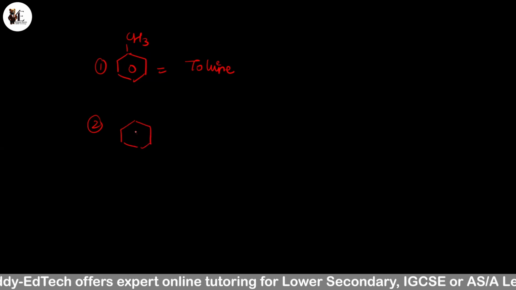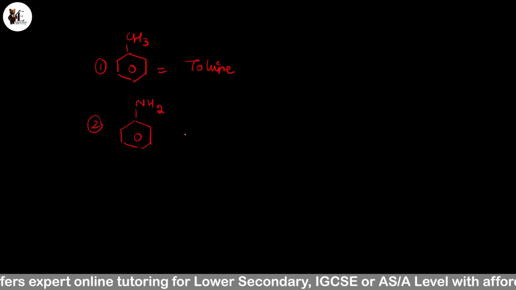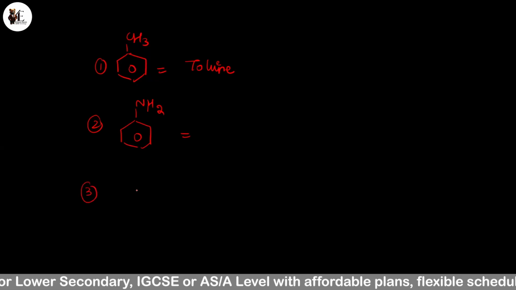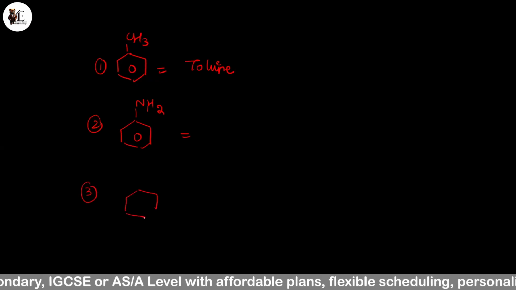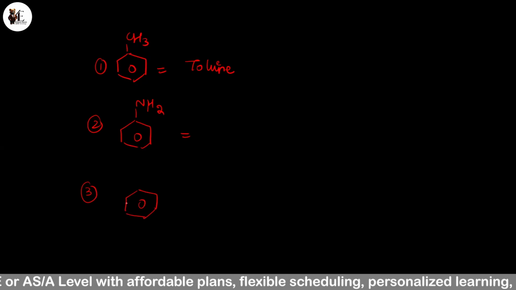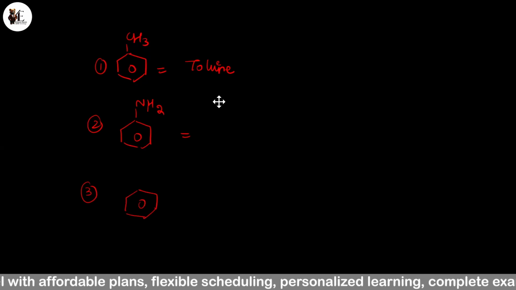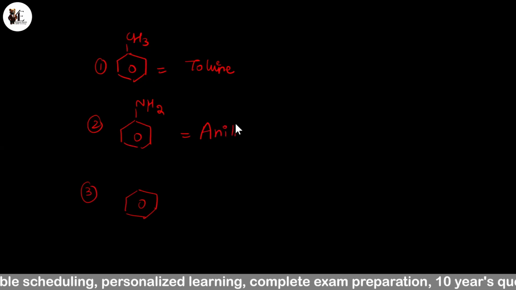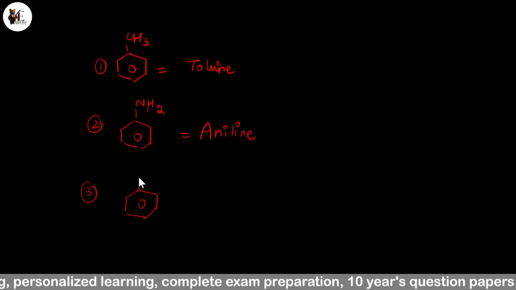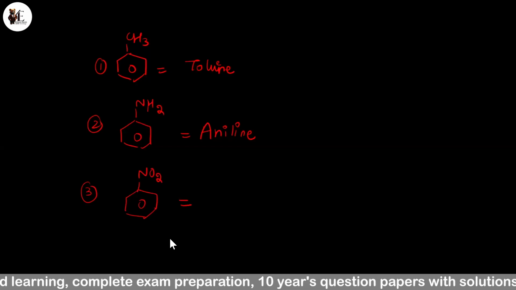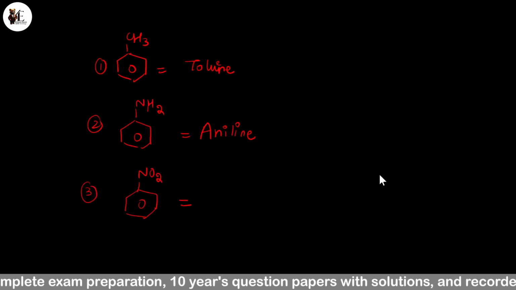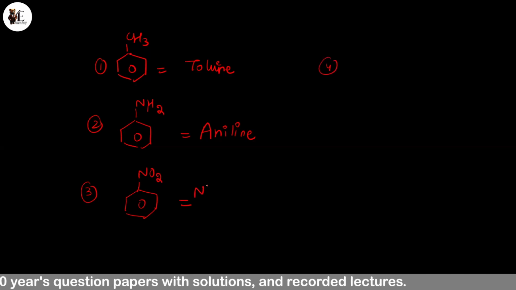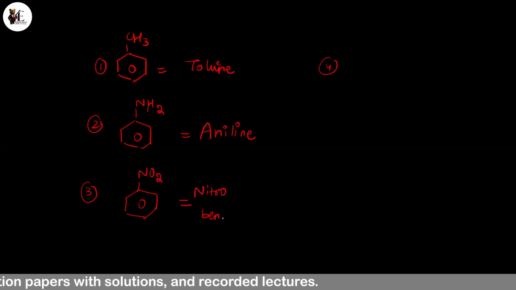Okay. So Shama, what is the name of this compound? The second one. Aniline. Aniline. Okay. Alicia, what is the name of this compound? The third one. Nitrobenzene. Yes, it is nitrobenzene.